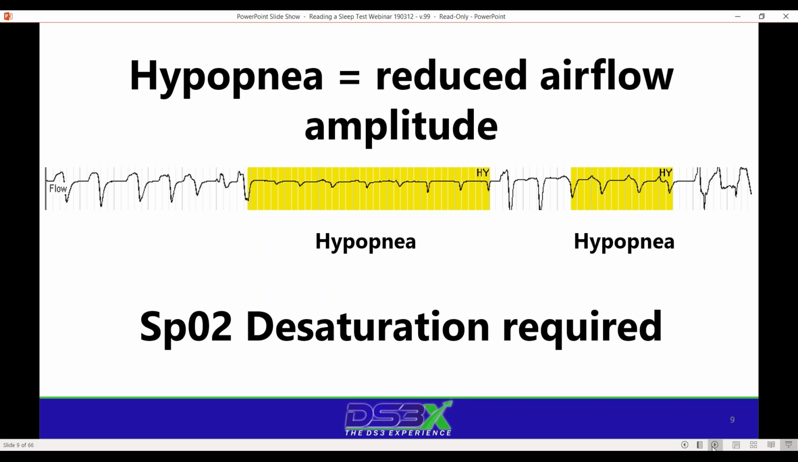Right. You know, I'm still getting air, but not enough air, and I'm getting enough reduction in that airflow that my O2 starts to drop again. Most people are using 3% when we look at how much the O2 has to drop, and then for how long. Some tests use 2%, some use 3%, some use 4%, and that's another thing you want to make a note of tonight to make sure you're comparing apples to apples.